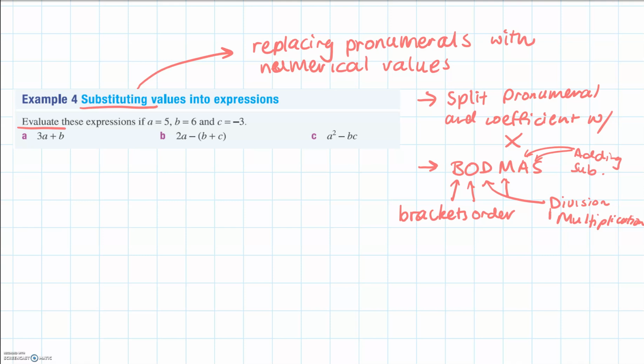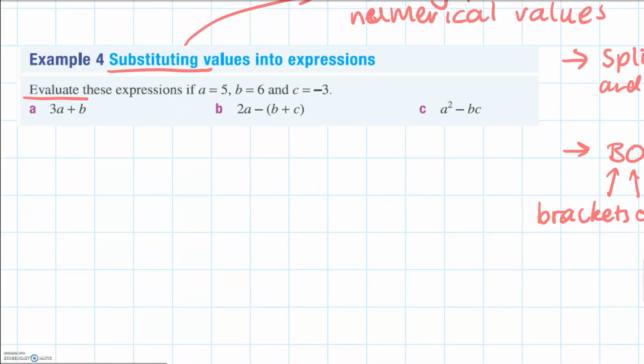So here we have three examples that we're going to go through. So let's have a look at this example. Evaluate these expressions if A is equal to 5, B is equal to 6, and C is equal to -3. So what we're doing here is we're substituting A is equal to 5. So we're replacing A with 5, we're replacing B with 6, and replacing C with -3. So let's have a go with this first one, question A.